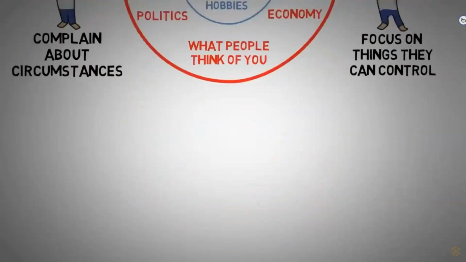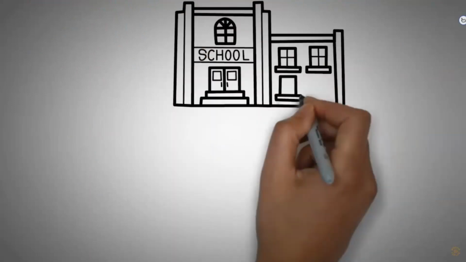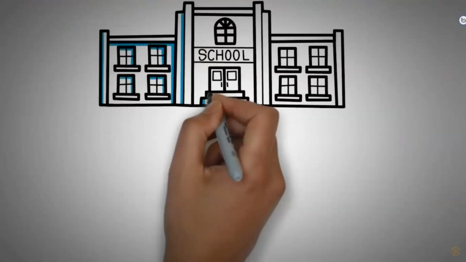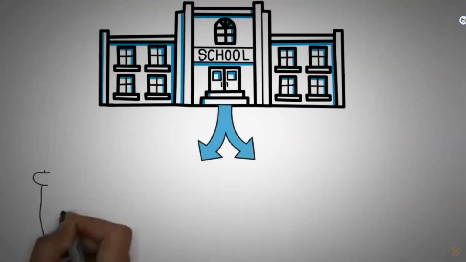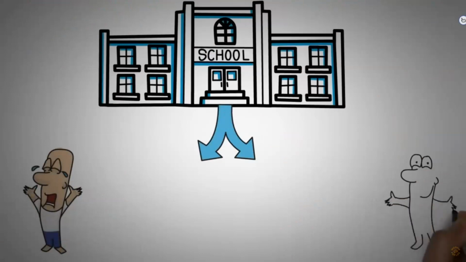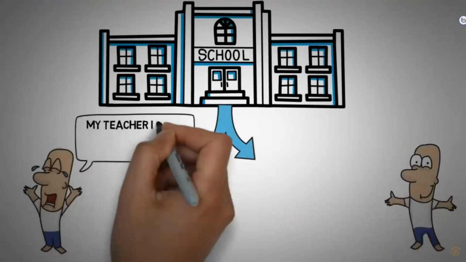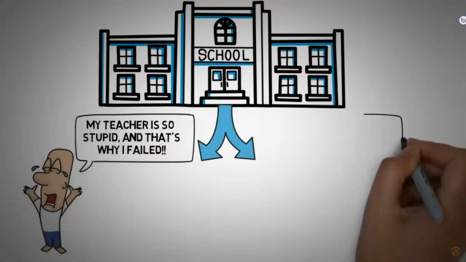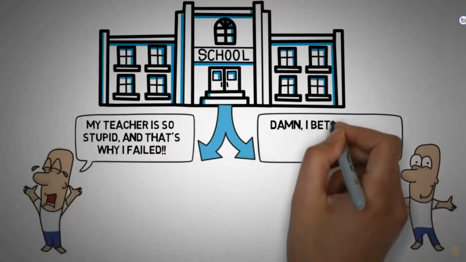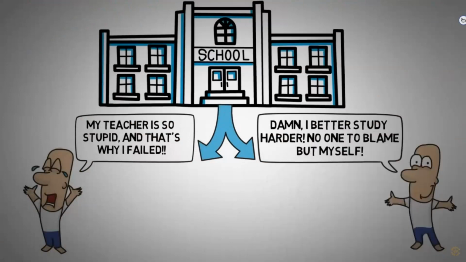So let's look at an example of how a proactive and a reactive person responds to the same situation. Two people take a test and then they both fail. One blames the teacher and gives up. The other takes responsibility and ownership, studies harder, and tries to improve themselves. The reactive person complains about how bad the teacher is, and the proactive person asks, "What can I do?" They look at themselves first instead of blaming and complaining.